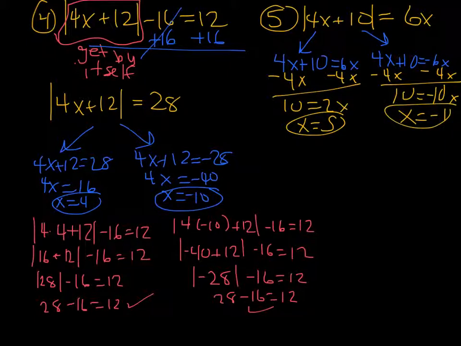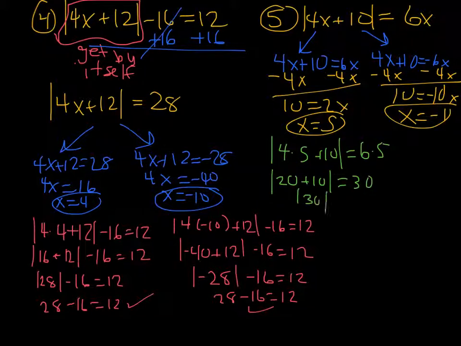So let's go ahead and check our answer out and make sure we got it. I'm going to start with x equals 5. So substitute that into your original equation. We get the absolute value of 4 times 5 plus 10 equals 6 times 5. Or the absolute value of 20 plus 10 equals 30. That gives us the absolute value of 30 is 30, which is true.